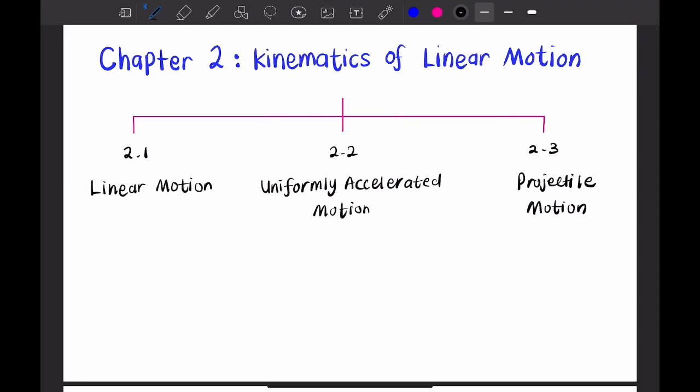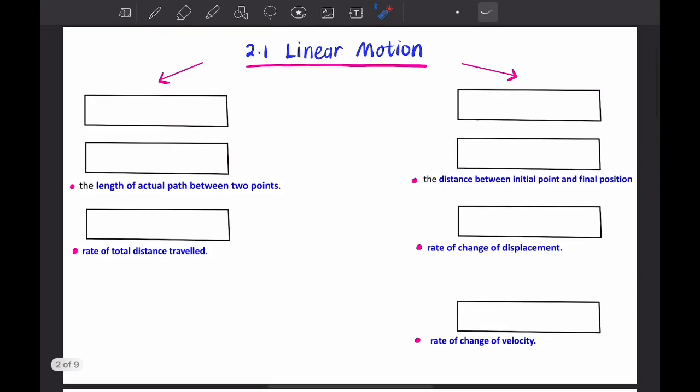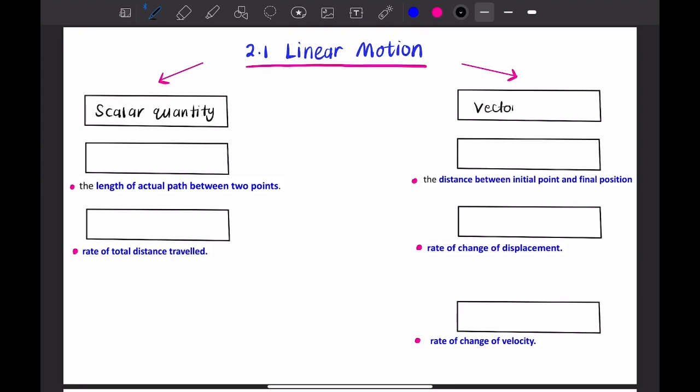Hi everyone, today we are going to cover chapter 2, Kinematics of Linear Motion. In this chapter we have 3 subtopics, so first of all we are going to cover 2.1, Linear Motion. In this subtopic we have two types of quantities that you have learned in chapter 1. First of all, scalar quantity, which only has magnitude, and vector quantity, which has magnitude and direction.